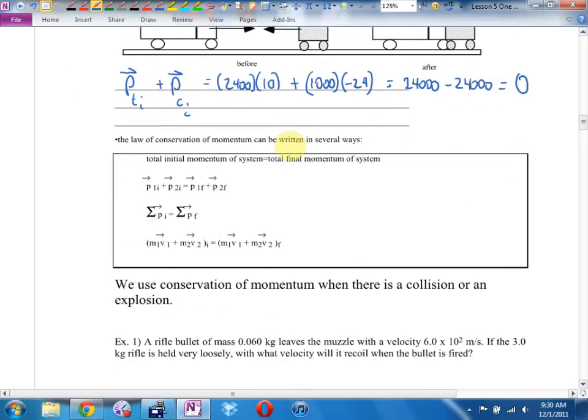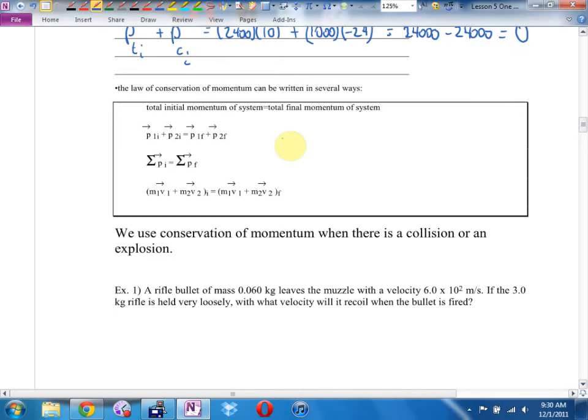The law of conservation of momentum can be written in several ways. You can write it in English: total momentum initial equals total momentum final. We're never going to do that. That's too much writing. If you have two objects, you could say the momentum of the first object initial plus the momentum of the second object initial equals the momentum of the first object final plus the momentum of the second object final. I will always start with this one here. The amount of momentum before equals the amount of momentum after. That's going to be my approach.